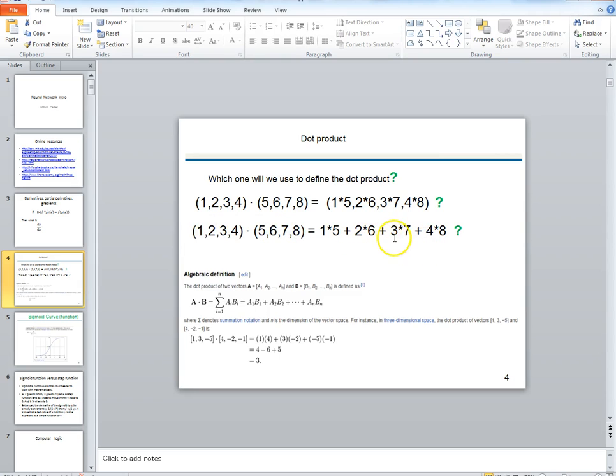So what would it actually be? 5 plus 12 plus 21 plus 32 is what? Anybody quick? 5 plus 12 is 17, plus 21 is 38, plus 32 is 70. So this would be 70. Anyway, that's a number. It's not a list, it's not a vector. So that's what's generally meant by the dot product.